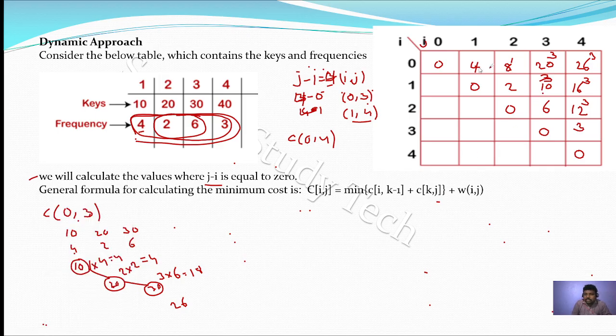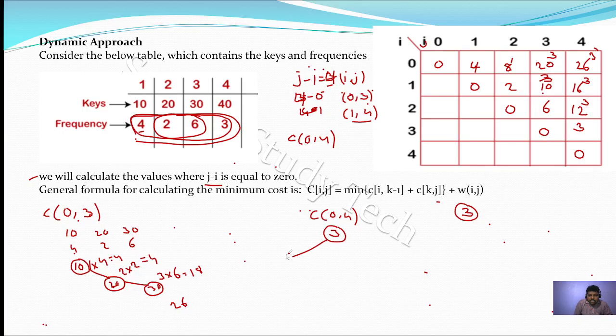So that is here 0 comma 4. So the root node is 3. So here it is C of 0 comma 4, that is 0 comma 4. The root node is 3.